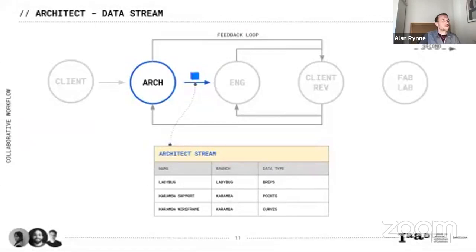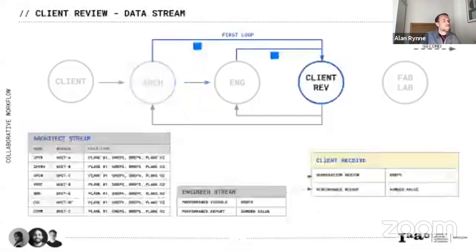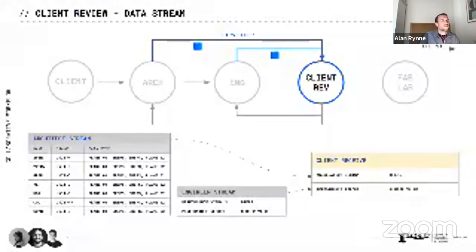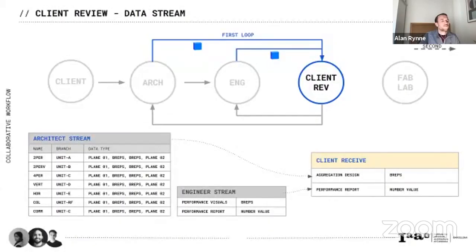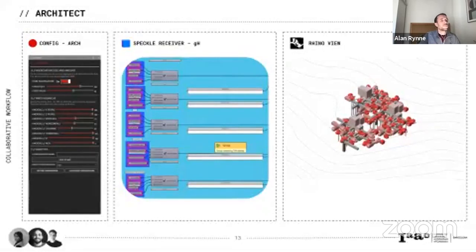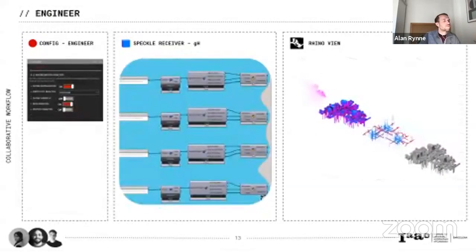And then the architect will then push through B-reps, points and curves for the structural and radiation analysis. And here we see the client review, what is being pushed to the client so that they can make a decision. The architect stream would have all these different data of the aggregation, planes, B-reps for each unit. And the engineer will be receiving a performance report in terms of number values and the visuals of the performance analysis. This is from the architect aggregation. And here is a view of the analysis.